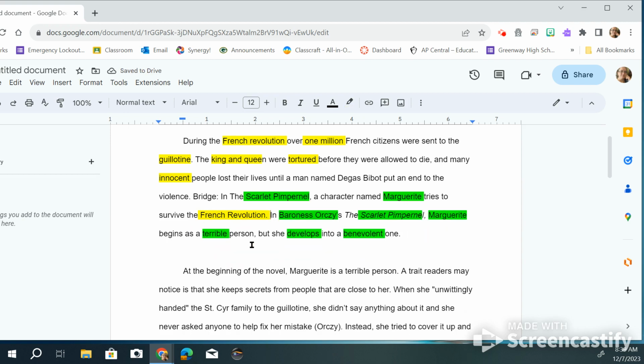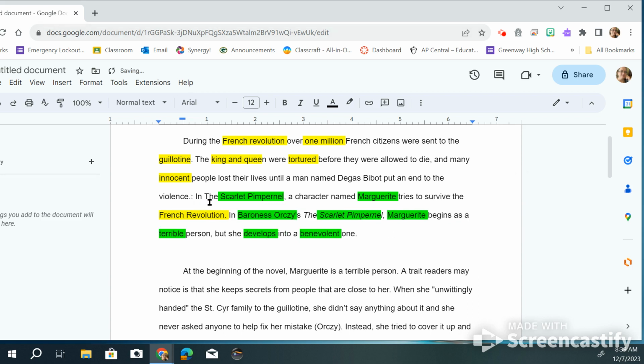And there's my intro. During the French Revolution, 1 million French citizens, untrue, were sent to the guillotine. The king and queen were tortured before they were allowed to die, and many innocent people lost their lives until a man named Degas Bibot put an end to the violence. I need to take out the word bridge. Yes, I should. Italicized. Sorry, let me begin again. During the French Revolution, 1 million French citizens were sent to the guillotine. The king and queen were tortured before they were allowed to die, and many innocent people lost their lives until a man named Degas Bibot put an end to the violence.